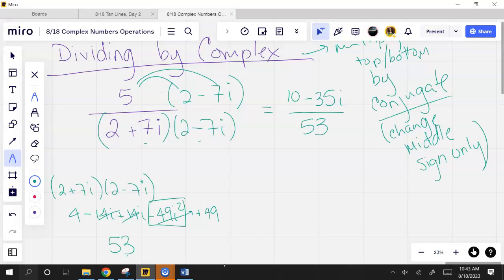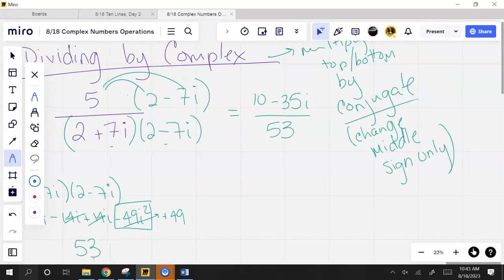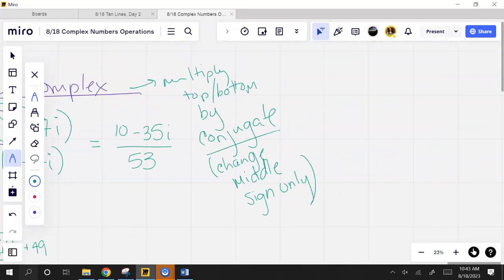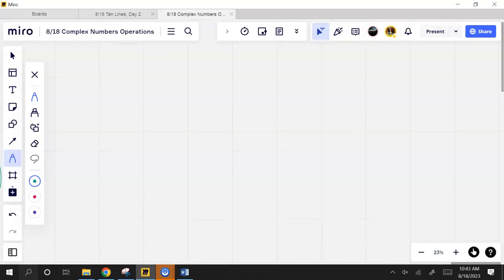So if it's just an imaginary in the bottom, I'm going to multiply the top and the bottom by what? If it's just imaginary, just i. But if there's a complex in the bottom, the problem is much more difficult, right? I have to multiply by the conjugate top and bottom. Let's do one more example, and then I will set you loose. I'm going to make this one just a tad harder.